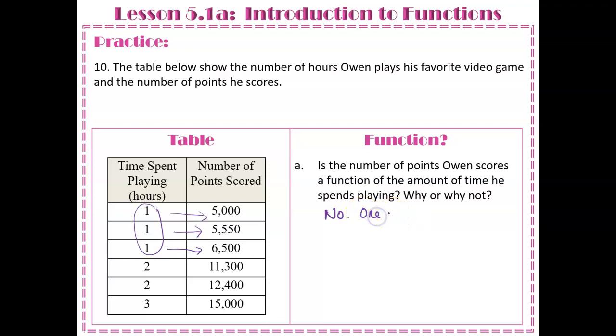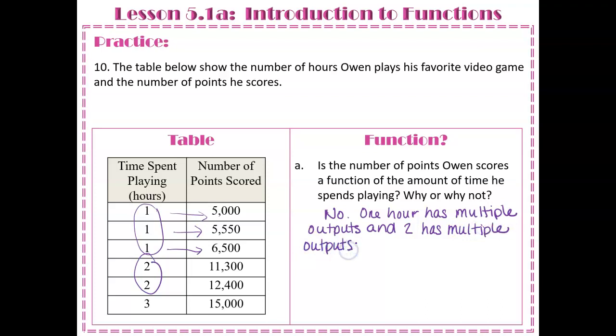So no, 1 hour has multiple outputs. And 2 hours also, look, has multiple outputs. He could score 11,300, and he also scored 12,400. And 2 has multiple outputs. All right, that's it for this section.